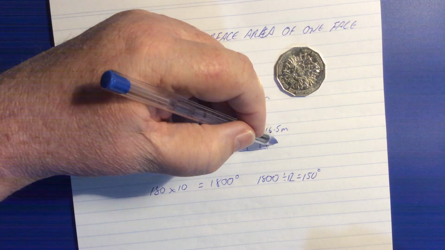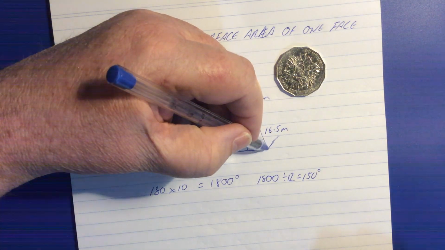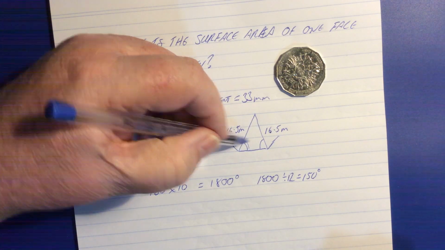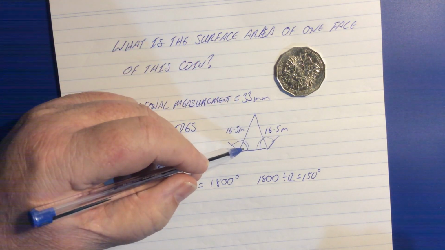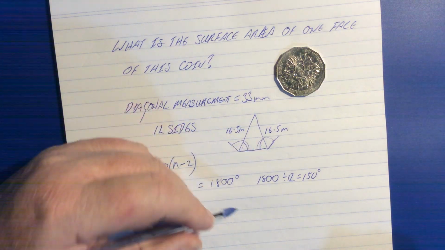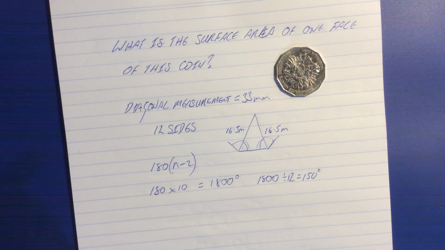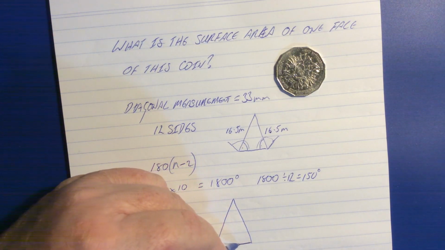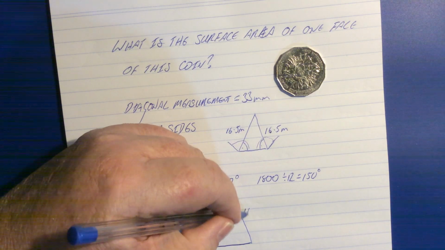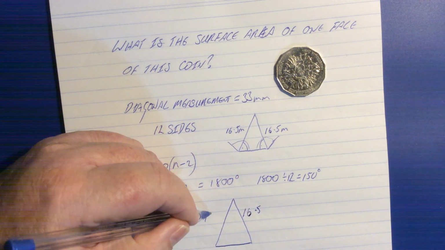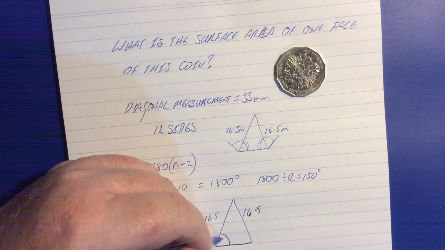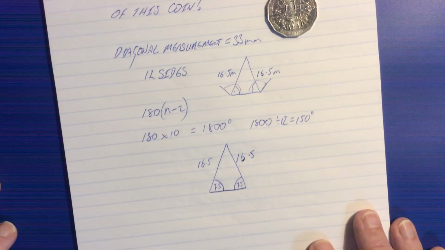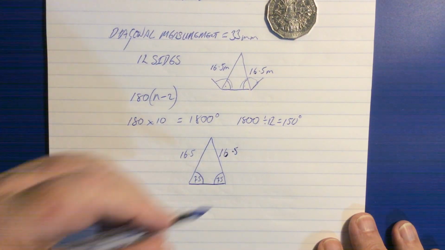Now, that 150, if I can just add a little bit here, is all of that and all of that. So this angle in here is 75 degrees. Now, let's redraw that down here where it's nice and easy to see. That is 75, that is 75, and that's going to be enormously helpful.